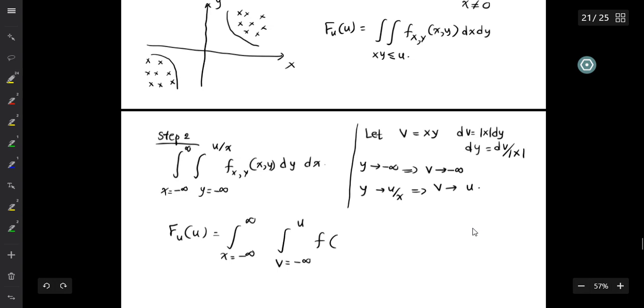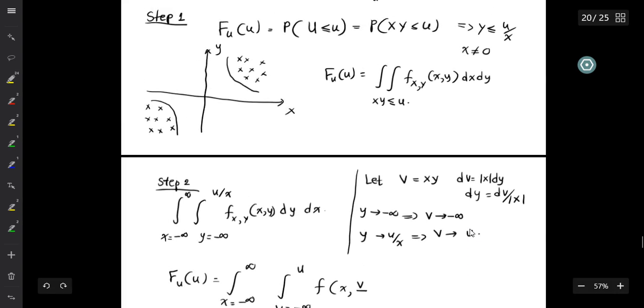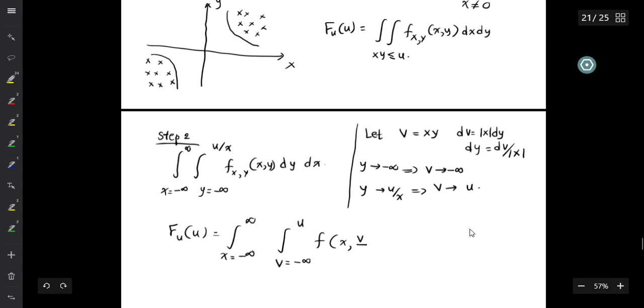And then we have to replace y, which will be v over x, right? Our y will now be v over x. You can see that. And then we have dv over absolute value of x, that is our dy, and you have this dx as it is. Okay, so we did the change of variable now.